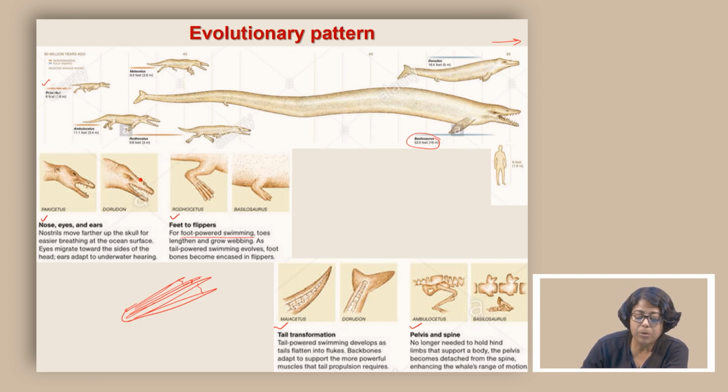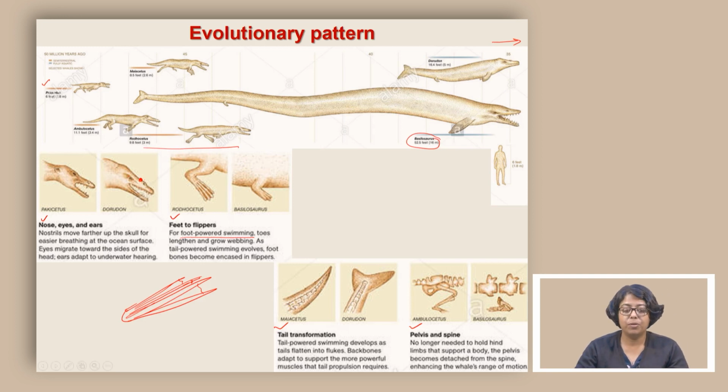As the tail powered swimming evolves, foot bones become encased in flippers. So, they are primarily generating the force from the tail as well as these flippers, and this we started to see in Basilosaurus, in Pterodon, and many other individual groups in between.